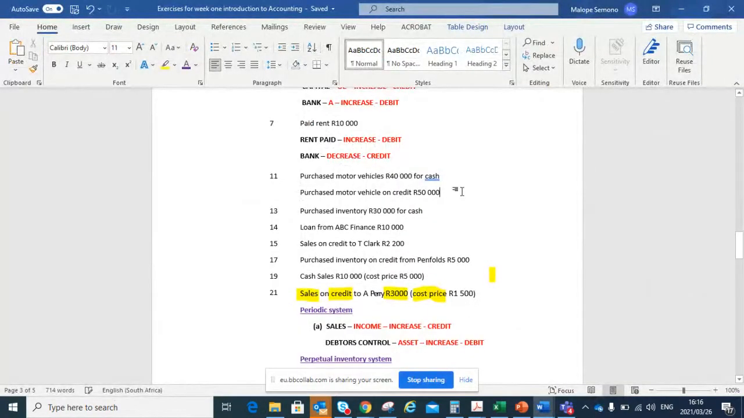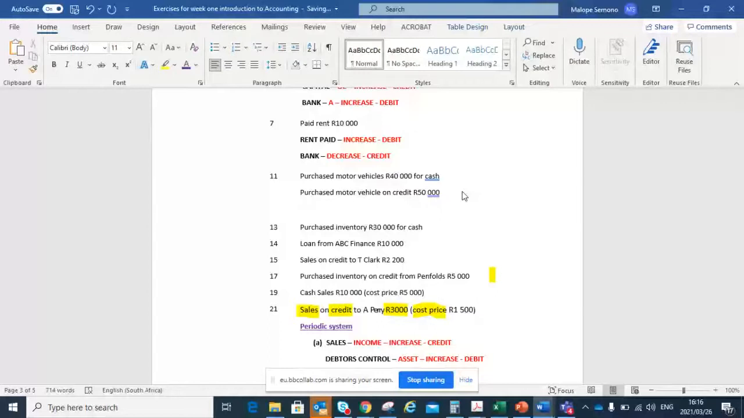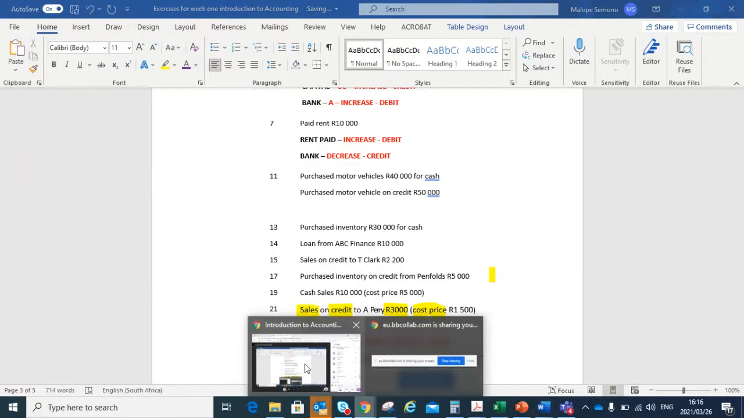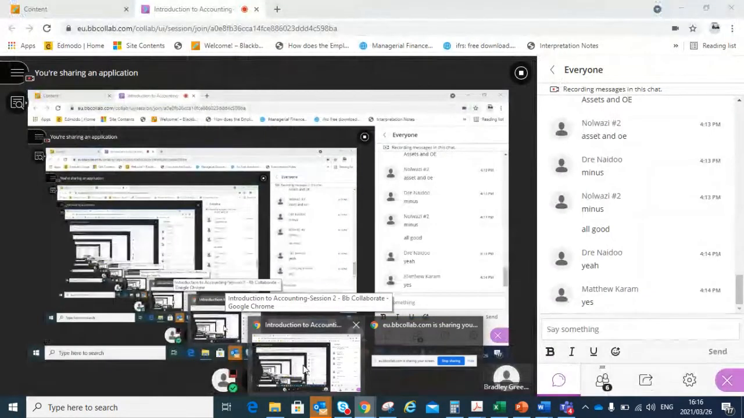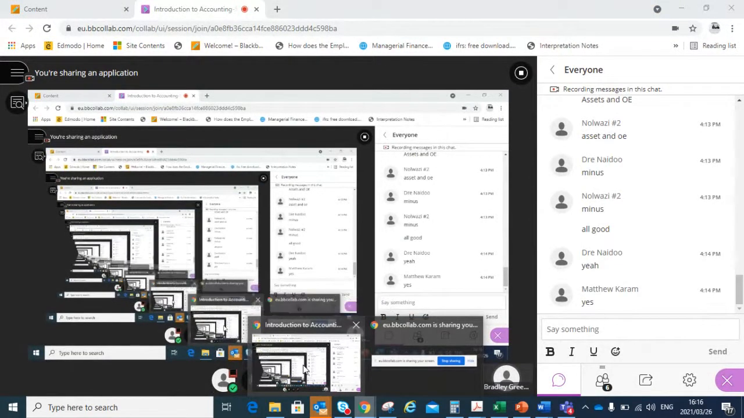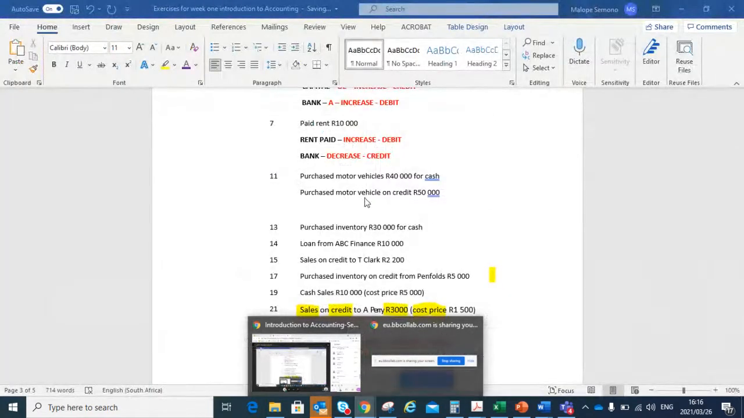Now, I'm going to analyze. Can you see here? We bought motor vehicle on credit. Who can tell me? Just try. Give me the two accounts, because I want you to be actively involved. Remember, in accounting, you try, you become wrong, but next time you won't be wrong, I promise you. So just try that one where I bought vehicle on credit. Give me the two accounts that you see.